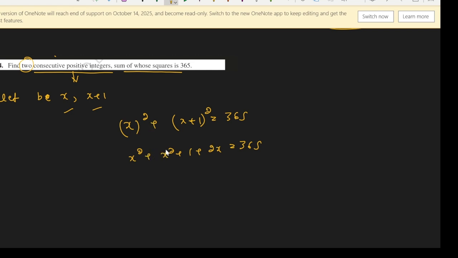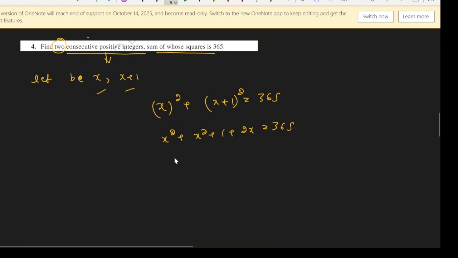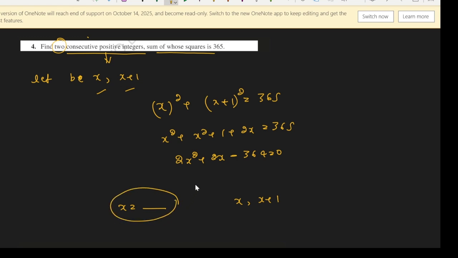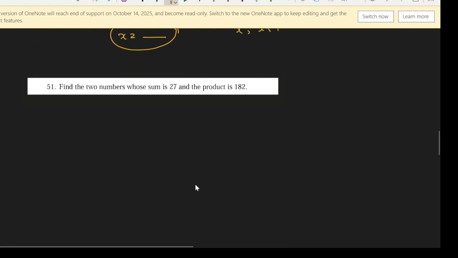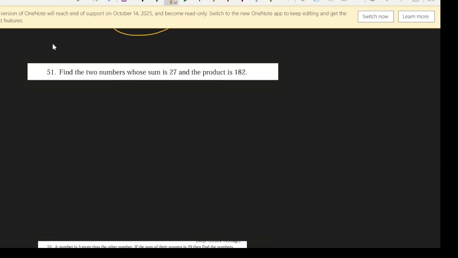X square plus, okay, yes, I think this is solvable. 2x minus 364. Take 2 as common and simplify and get the value of x. After finding x, then what do you do? Substitute that in x comma x plus 1, because the integers are x comma x plus 1. So don't conclude the answer just by finding the value of x. Okay, do the simplification by yourself. That is very easy.